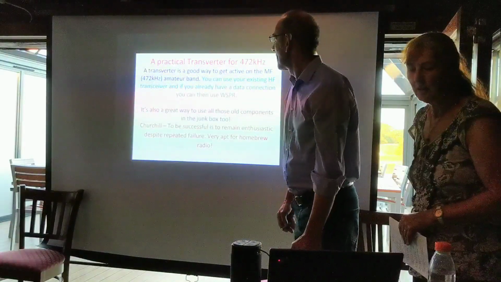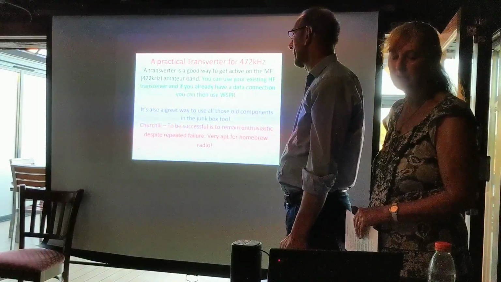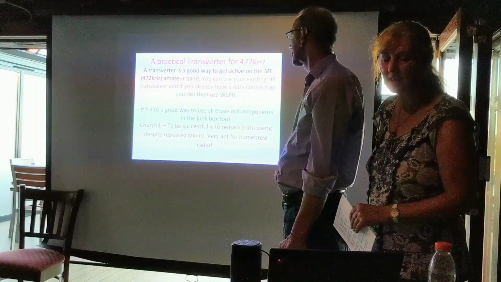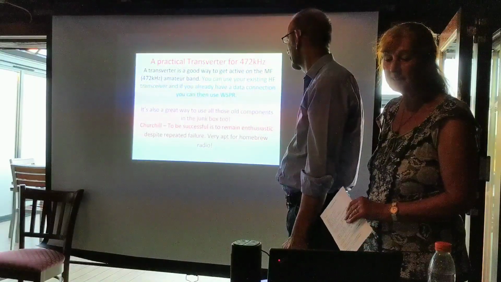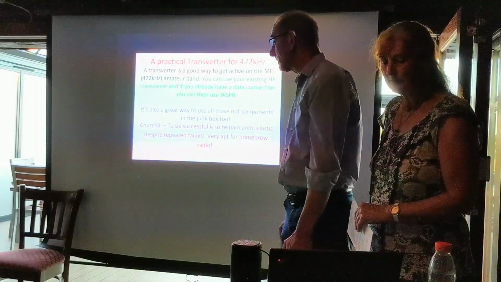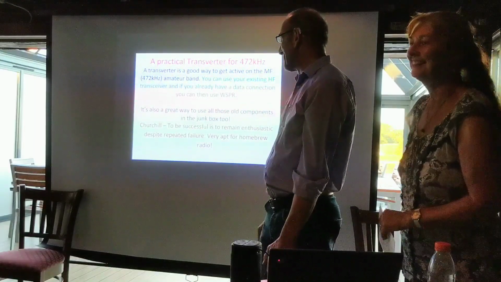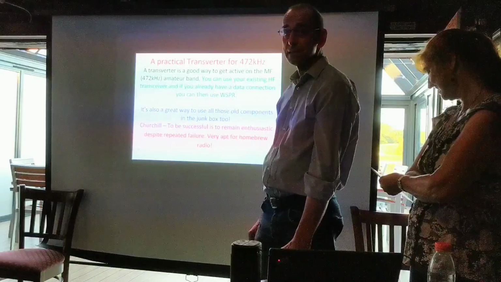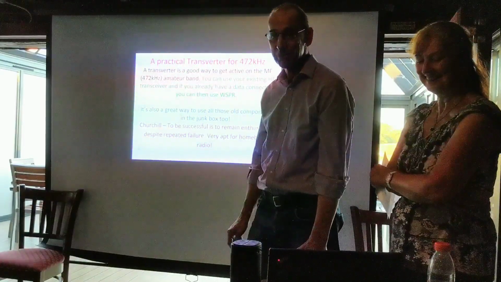Okay, a transverter is a good way to get active on the MF amateur band, for instance 472 kilohertz. You can use your existing HF transceiver, and if you already have a data connection, you can also use WSPR. It's also a great way to use up all those bits in the junk box. But as Churchill said, success is to remain enthusiastic despite repeated failures, and that is very, very apt for homebrew radio.